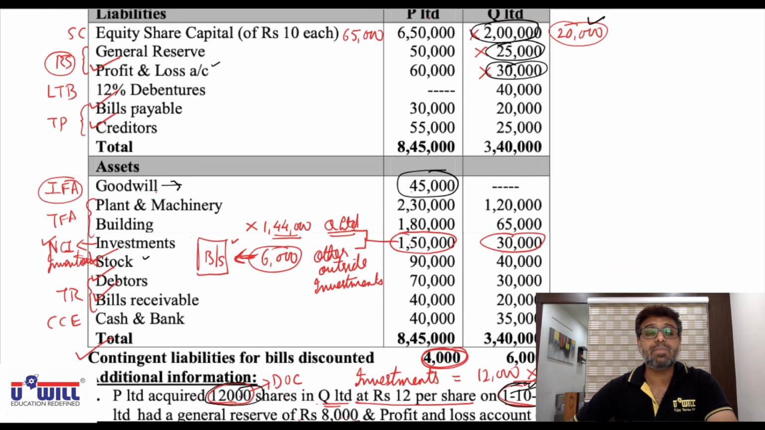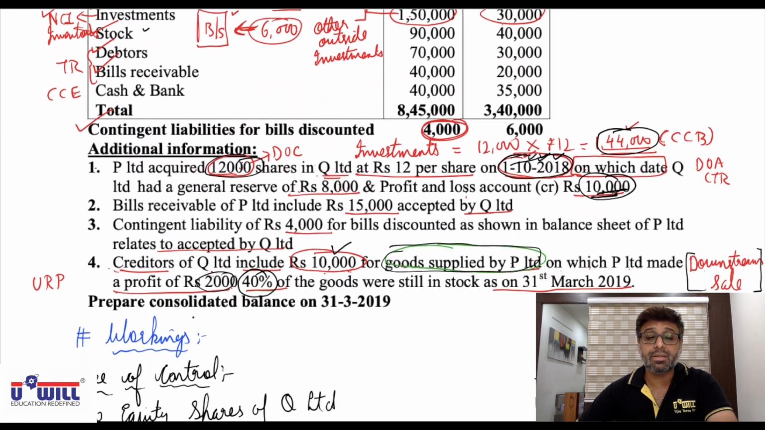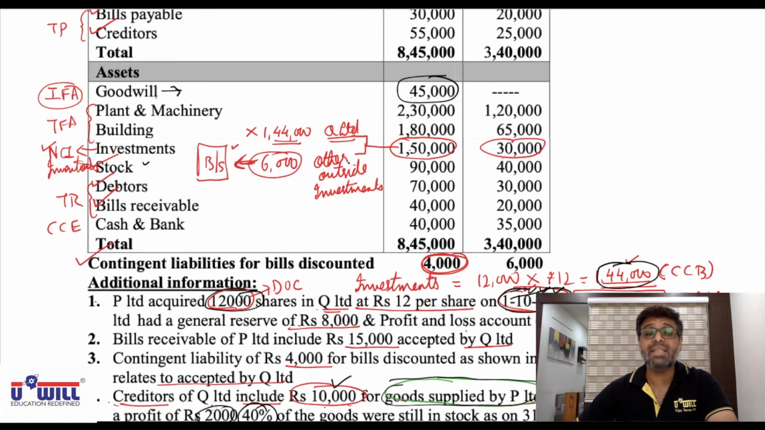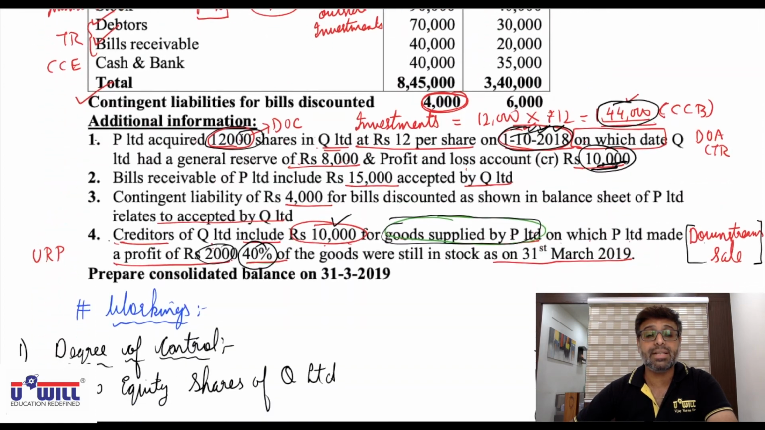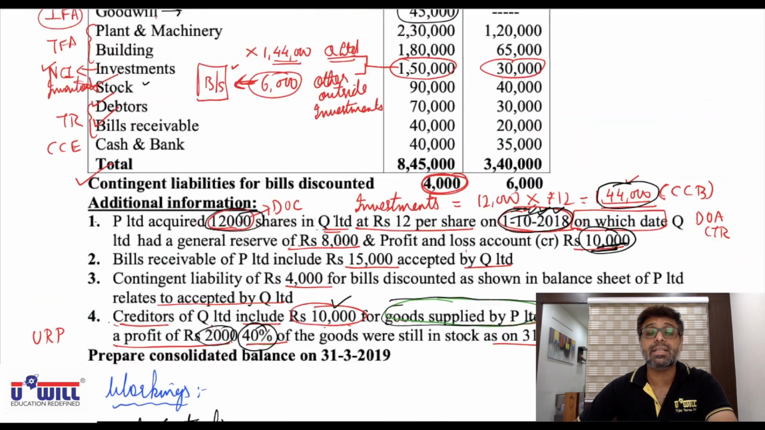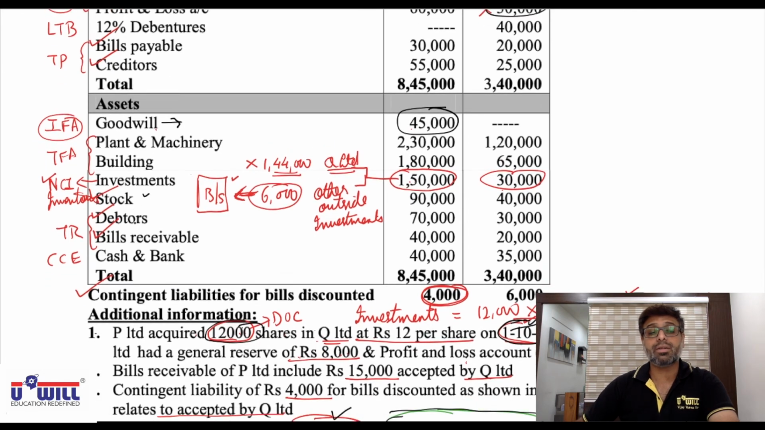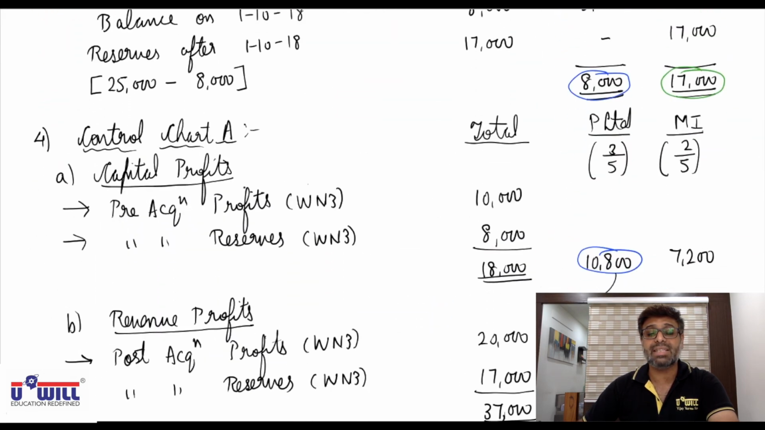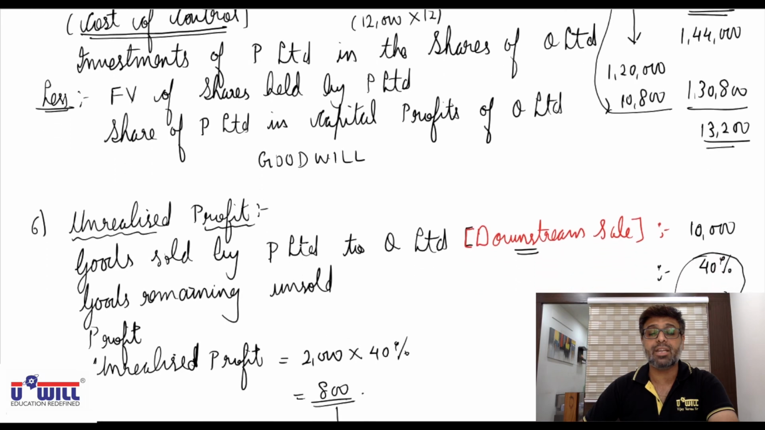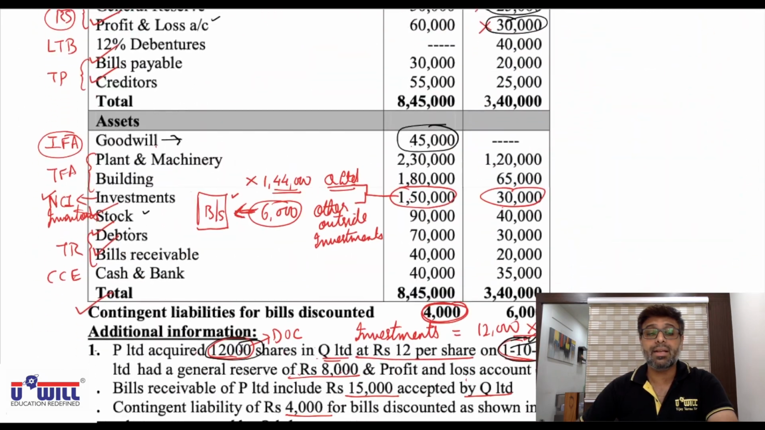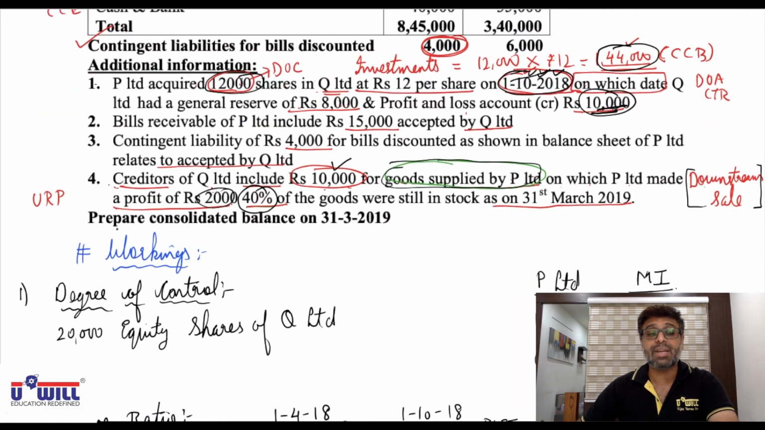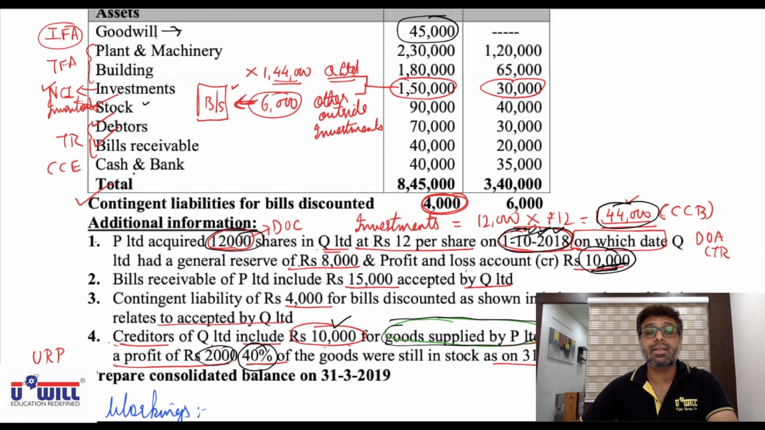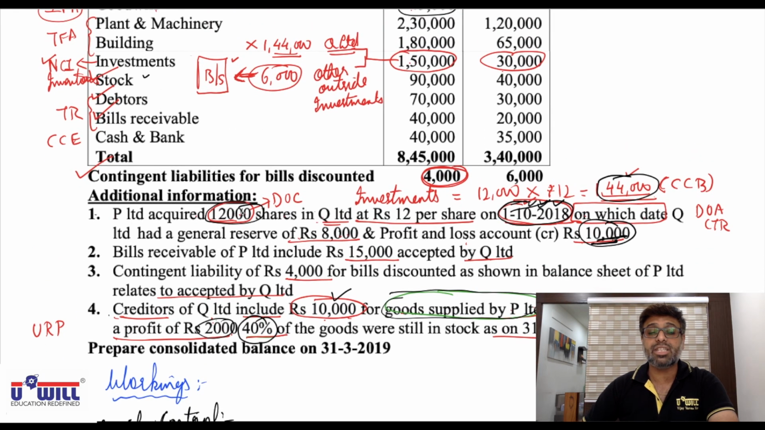Then in bills payable, as per adjustment 2, you have to minus 15,000. In creditors, as per adjustment 4, we have to minus 10,000. In stock, as per unrealized profit, we have to minus 800. Okay, last, working note 6. Then in debtors, as per adjustment 4, we have to minus 10,000. And in bills receivable, as per adjustment 2, we have to minus 15,000. And in contingent liability, as per adjustment 3, we have to minus 4,000.